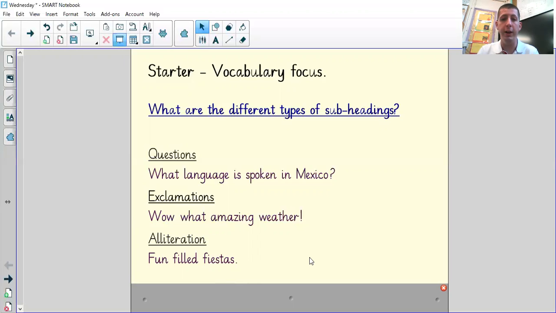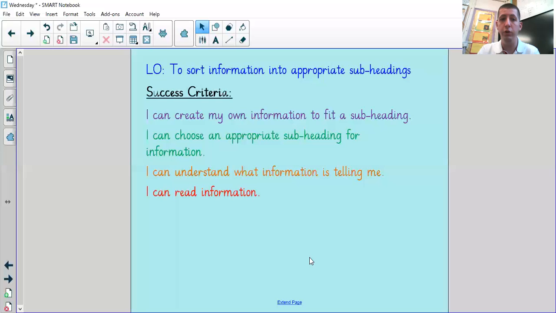We're going to move on to today's main part, which is all to do with putting information appropriately into subheadings to sort the information correctly. So to be successful, we're going to see if we can read the information. We're going to see if we can understand what the information is telling us. We're going to see if we can choose an appropriate subheading for the information. And if you want a challenge, you can maybe create your own information to fit a subheading as well.